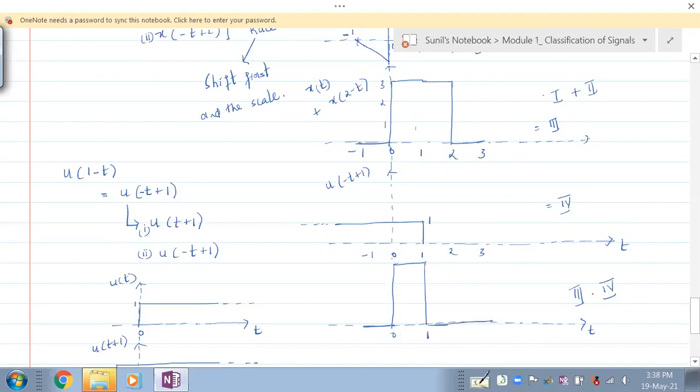Fine. So this is your y of t. This is how the sketch of the signal is. So we have to write this: 0, 1, or sorry, 1, 2, 3, and what we obtained is y of t.